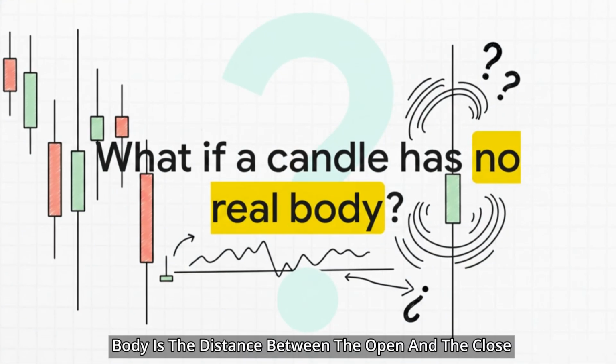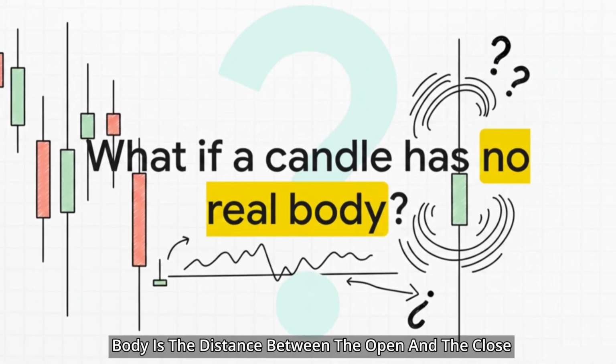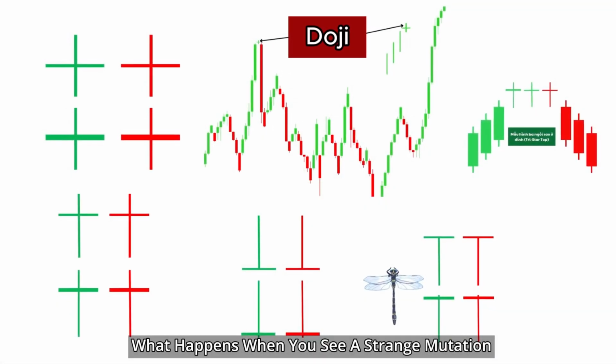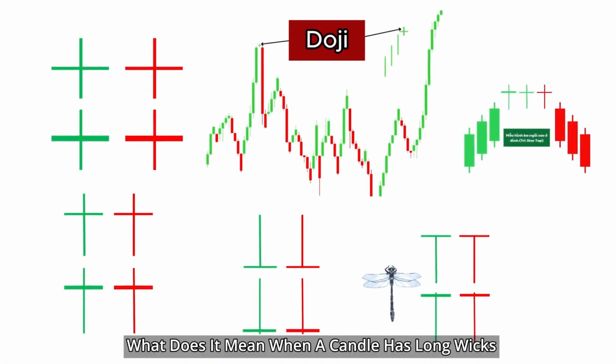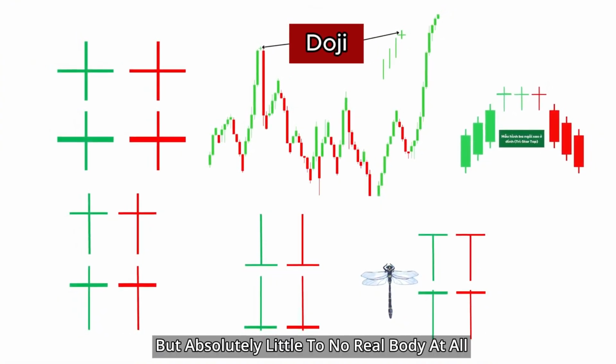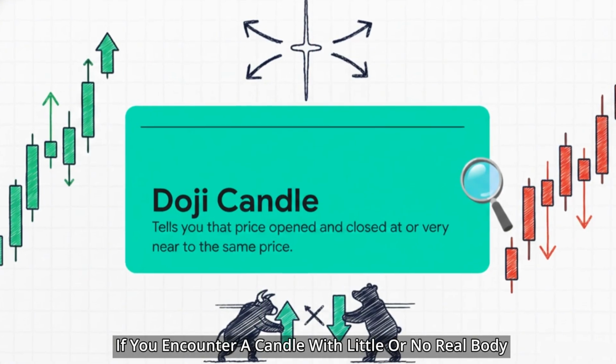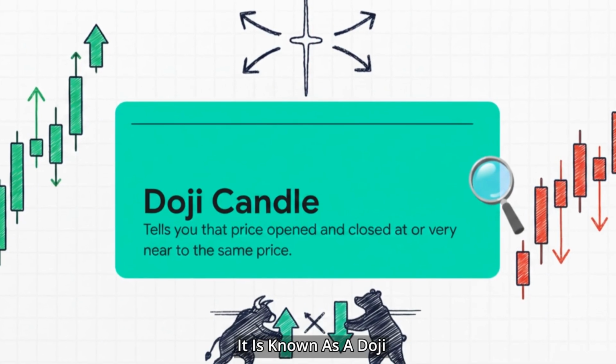So if the fat body is the distance between the open and the close, and the wicks are the extremes of the battle, what happens when you see a strange mutation on the chart? What does it mean when a candle has long wicks, but absolutely little to no real body at all? Well, if you encounter a candle with little or no real body, it is known as a doji.